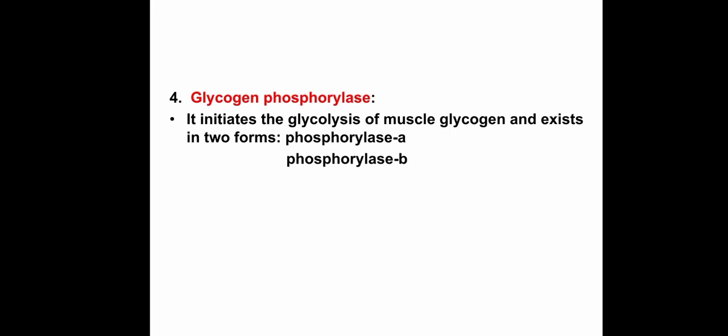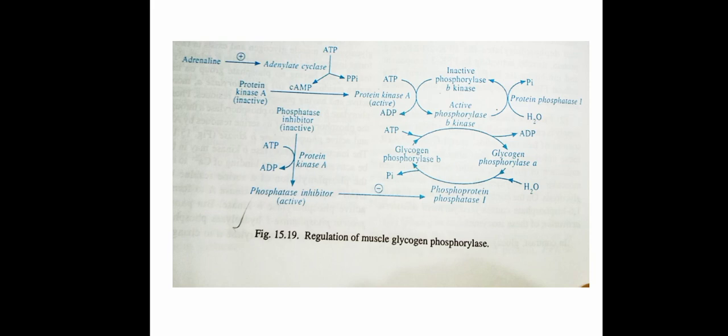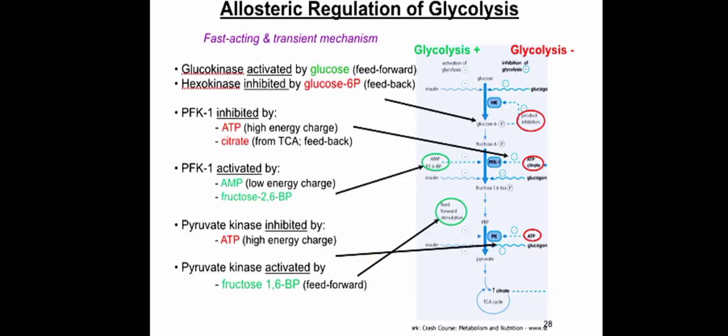Now this glycogen phosphorylase exists in two forms: phosphorylase B and phosphorylase A. Phosphorylase A is more active and has phosphoserine residues. Phosphorylase B is inactive and has no phosphate group on its serine residues. Some charts are given showing how muscle glycogen phosphorylase is regulated. These show the overall regulation of glycolysis. You can add this chart also, the overall reaction.